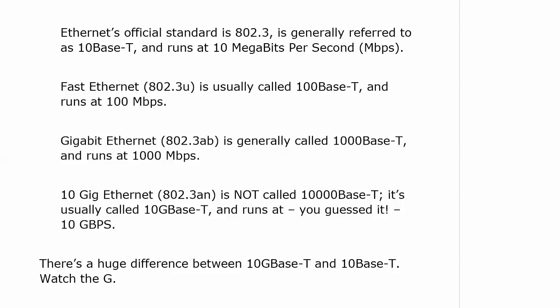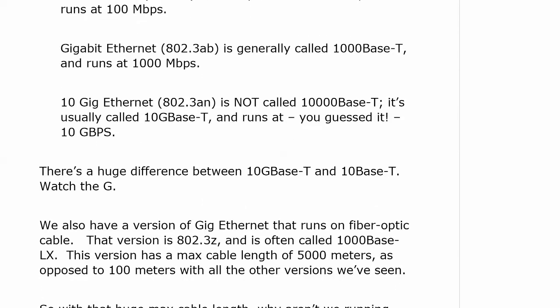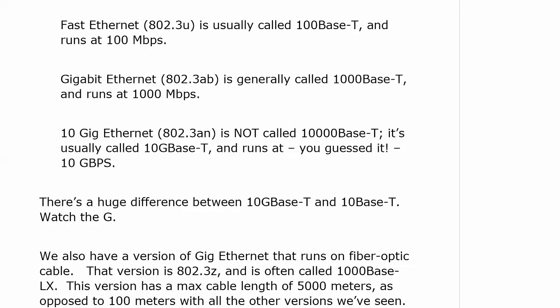Now, copper cable is not the only kind of cable we have out there in today's networks. We also have fiber optic cable. There's a version of Gig Ethernet that runs on that. It's 802.3z, and that's often called 1000BASE-LX. Now, this version has a max cable length of 5,000 meters, as opposed to 100 meters for everything else we've looked at so far. So this sounds like a trick question: then why aren't we all running 1000BASE-LX?